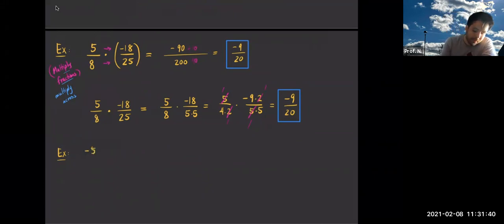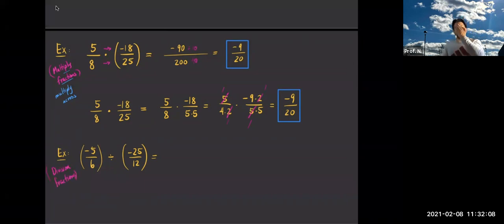I'll give you another example of this, but this time it's not going to be multiplication, it's going to be division. So this is a division example. Does anybody know how we divide fractions?